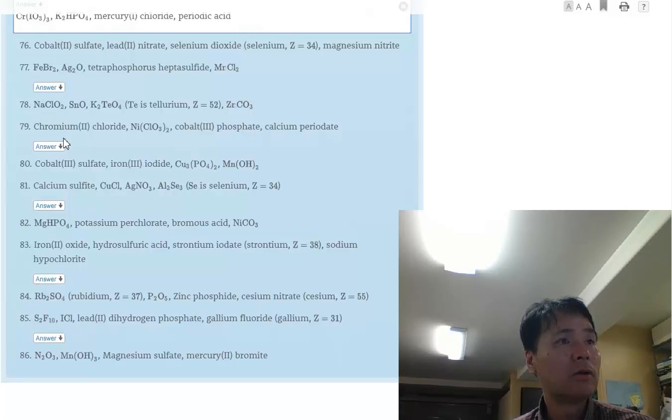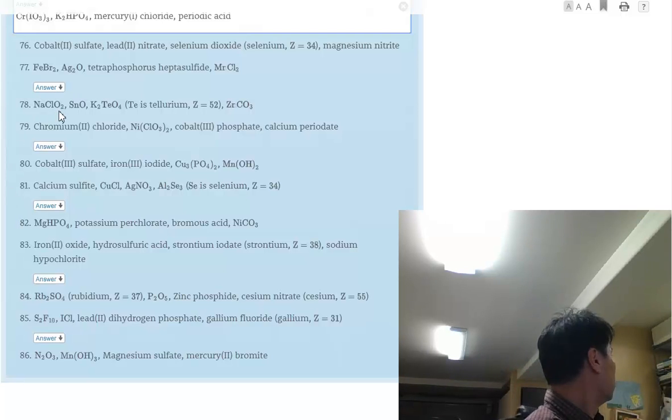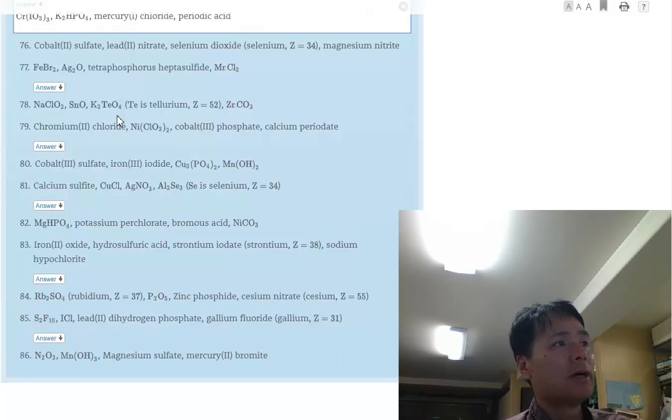Okay, NaClO2. NaClO2 would be sodium chlorite. Chlorate ClO3, so chlorite ClO2. Sodium chlorite. Then we have SnO. This has got to be tin with a 2 plus charge, so we call this tin 2 oxide or stannous oxide. And then K2TeO4. Tellurium's below selenium, which is below sulfur, and so sulfate is SO4 2 minus. So tellurate would be TeO4 with a 2 minus charge. So this is potassium tellurate.